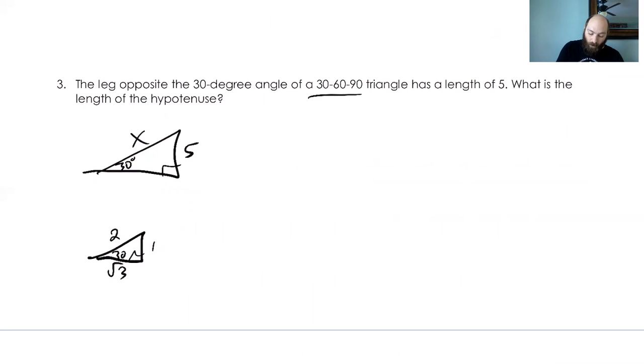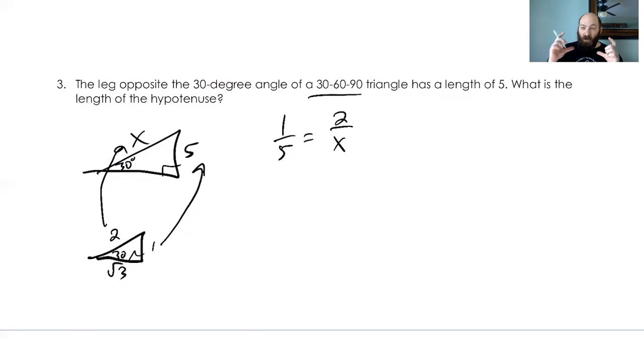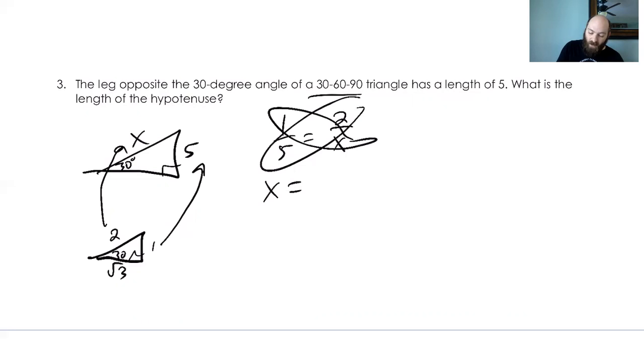So if I do this as a proportion, I can do 1 over 5, 2 over x. Now you might have a shortcut on this one. Use it. I'm just showing you that I can do proportions here to solve. So cross multiply. I get x times 1, 2 times 5, x equals 10. And that's the length of my hypotenuse.